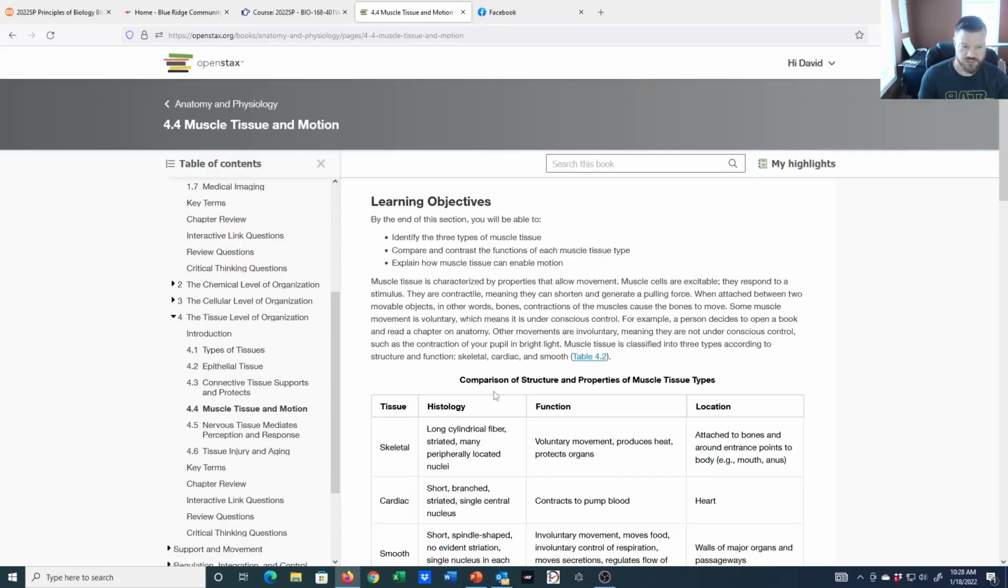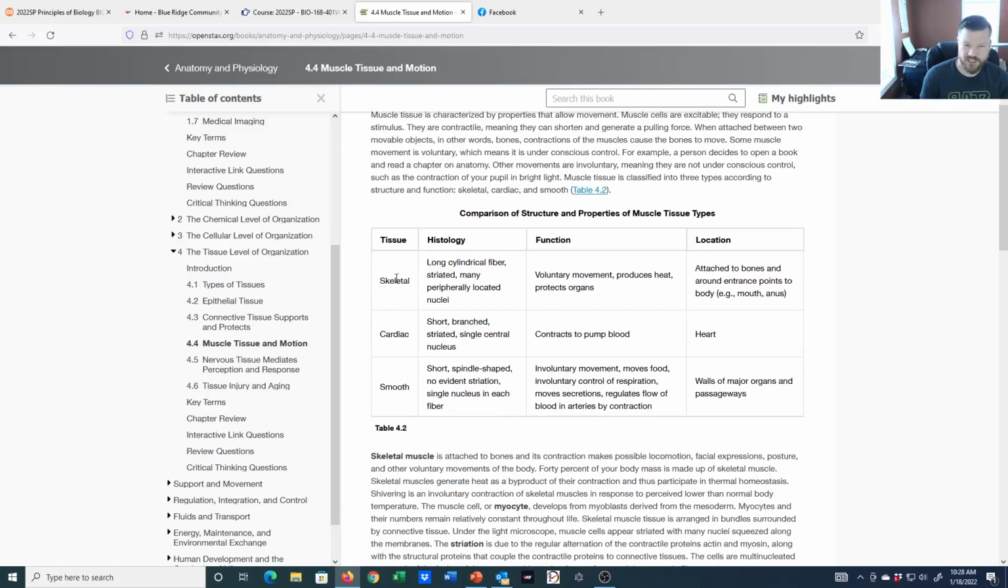Then we move to muscle tissue. Really three major types of muscle tissue: skeletal, cardiac, and smooth. Some people in the forums have been asking me how to study. Using note cards would be a great way to study tissues. So maybe write skeletal on one side and then put examples of skeletal muscle on the back.